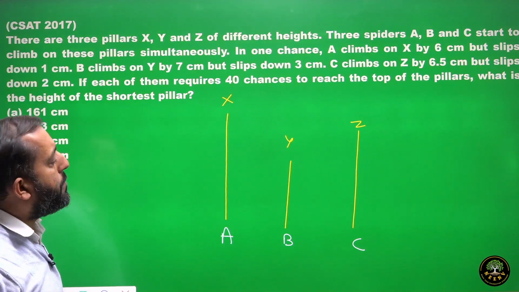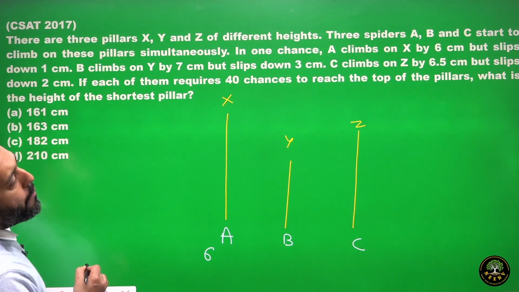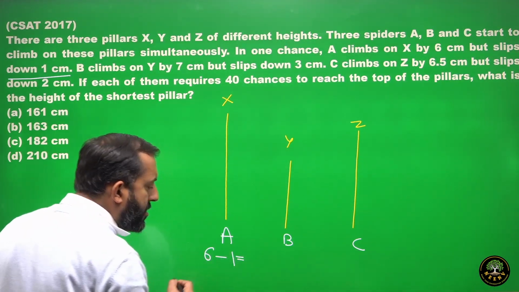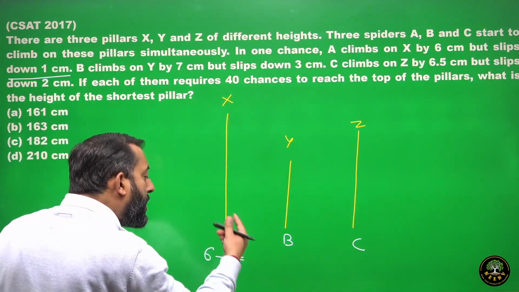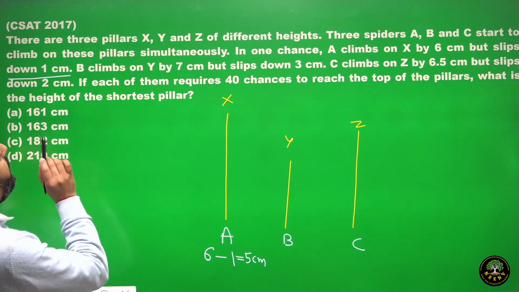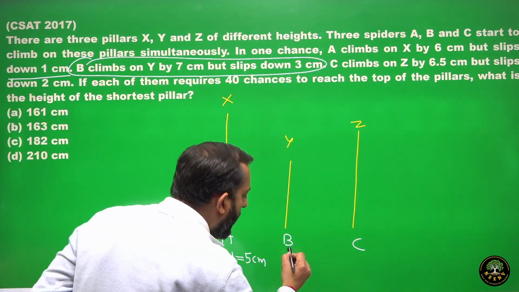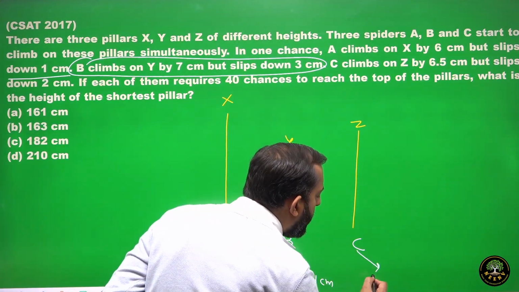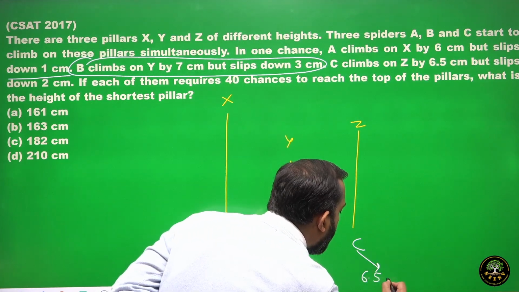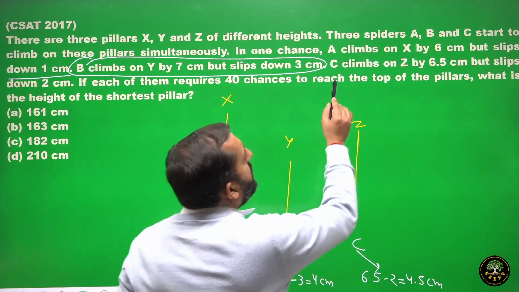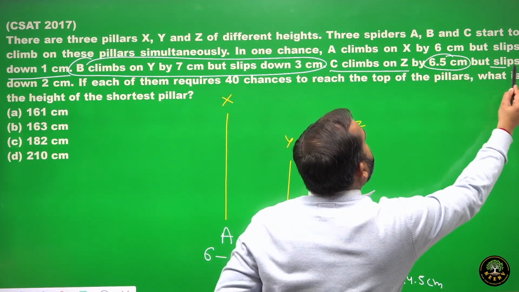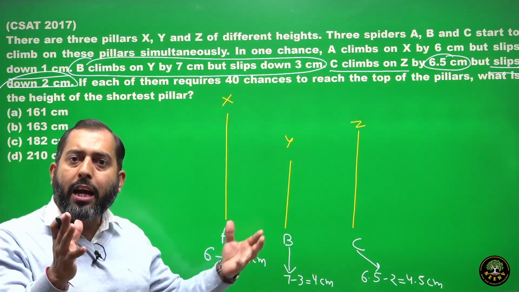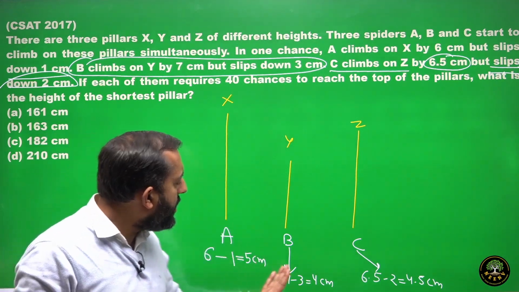In one chance, A climbs 6 centimeter but slips down 1 centimeter. Climbs 6 centimeter and slips down 1 centimeter. So in every chance, her effective climb is 5 centimeter only. Similarly, the effective climb for B should be 7 minus 3, that is 4 centimeter in every chance, and the effective climb for C should be 6.5 minus 2, that is 4.5 centimeter. Why? Because C climbs on Z by 6.5 centimeter but slips down by 2 centimeter. So going up 6.5, coming down 2, that is why the effective climb is 6.5 minus 2. So these are the values of effective climbs.